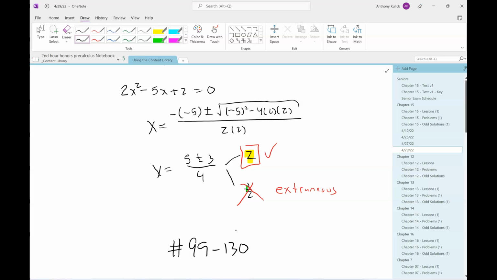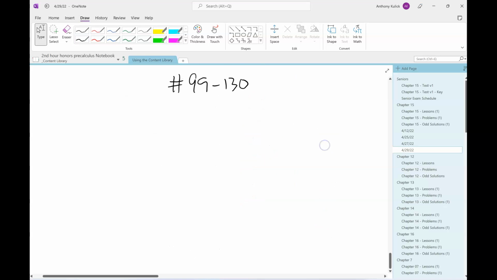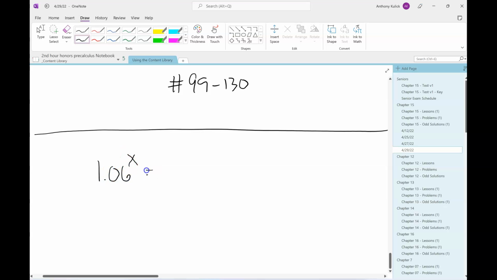How do you find them if you have a more complex number, like instead of 1 or 1.4? You can't really condense that down. Let's just say you have a question, hypothetically, that is 1.06 to the x power is equal to 4.1.